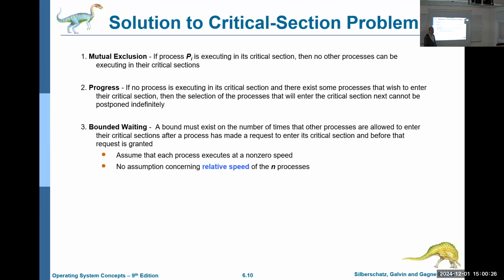Well, if I'm waiting for some other process to let me in, and that process is not in the critical section and is not interested in the critical section, he has nothing to do with the critical section. Maybe yesterday he was involved, but now he's not involved. And he doesn't relinquish it right away.